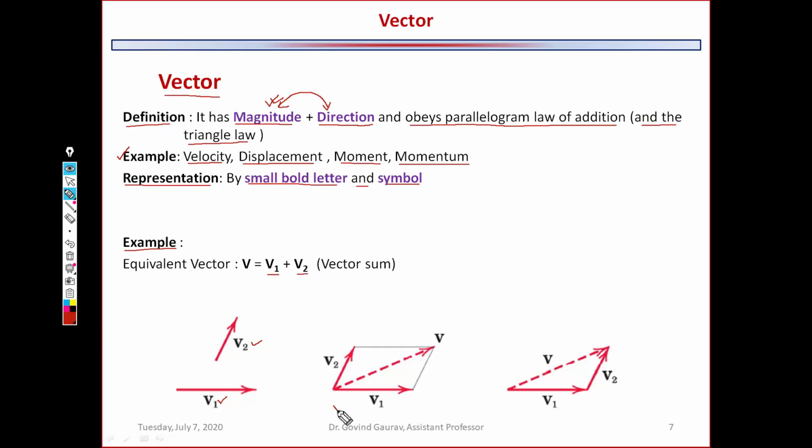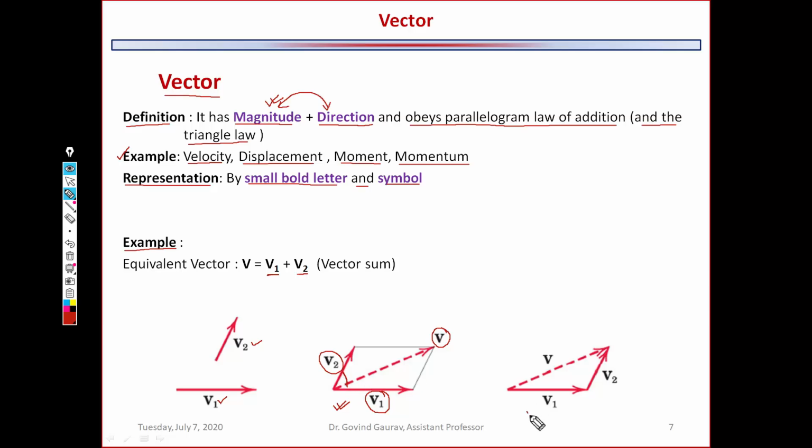So if we are using the first one, which is the parallelogram law of addition, we are interested in finding the resultant of these two quantities v1 and v2. The angle between these two vectors will be known to us, and if we are interested in finding the resultant corresponding to these two vectors, we will simply add the quantities v1 and v2 if this angle is known to us.